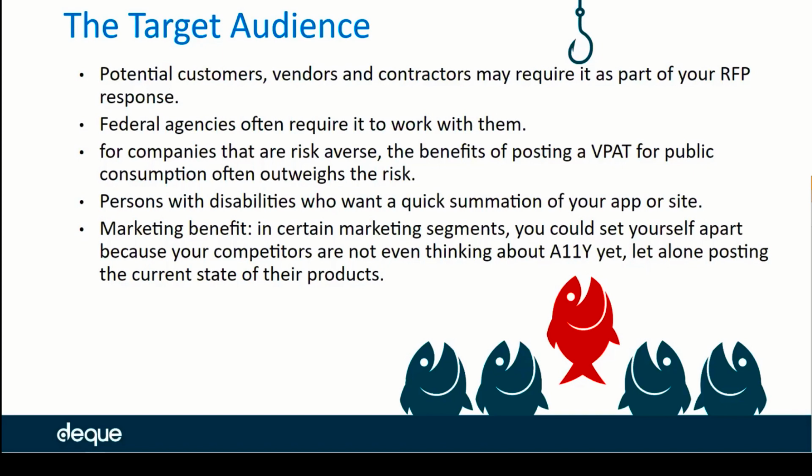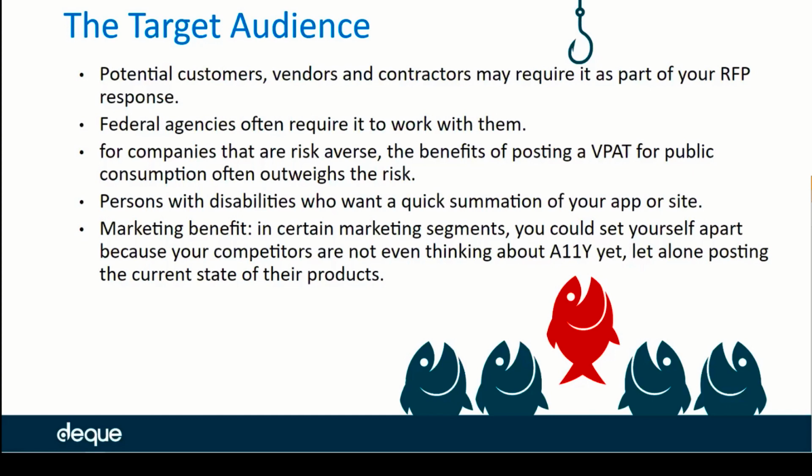The other examples would be companies that are risk averse. The benefit of posting a VPAT for public consumption often outweighs that risk. When you publish an ACR, you are saying we are aware of where we have difficulties for our client base and persons with disabilities. We are announcing this, and it implies that you are on top of it. At least you are considering the fixes that you need to do. You're not considering accessibility to be something to be ignored until a lawsuit comes around. It can help. It does outweigh sometimes the risks of not doing it.